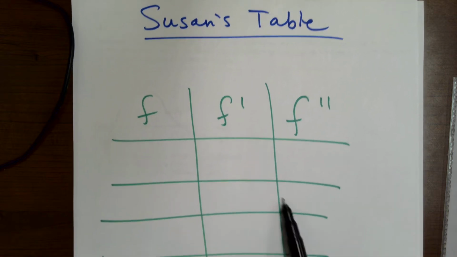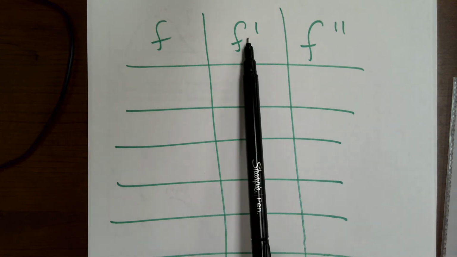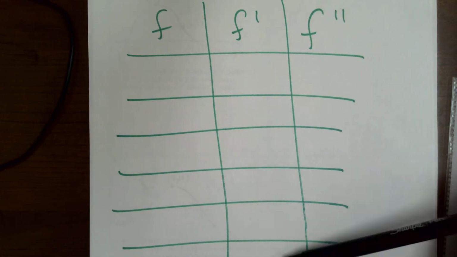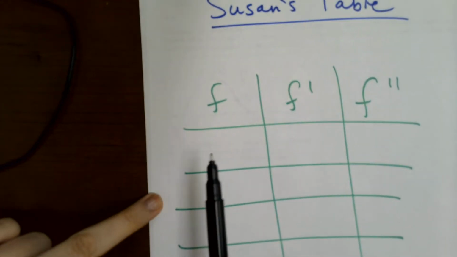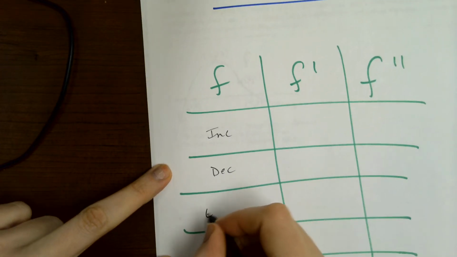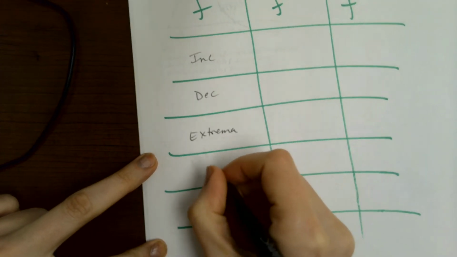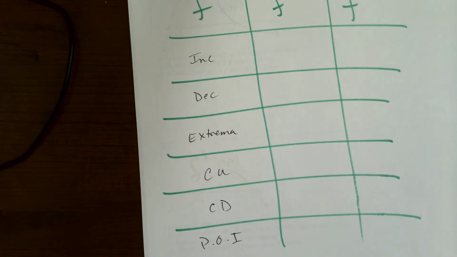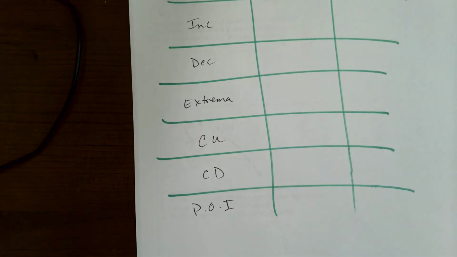Okay, so this is the full Susan's table. It has 3 columns, F, F prime, F double prime, and then below that 6 rows. 1, 2, 3, 4, 5, yeah. Okay, and the way you fill it in is like this. F: increasing, decreasing, extrema. All right, and then you keep going. Concave up, concave down, point of inflection. All right, increasing, decreasing, extrema, concave up, concave down, point of inflection.